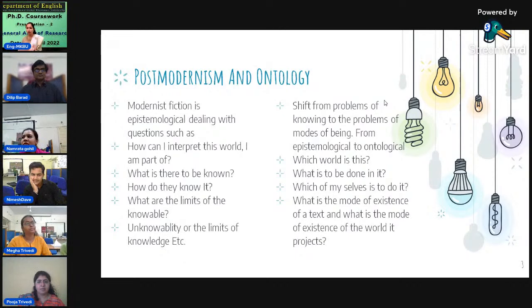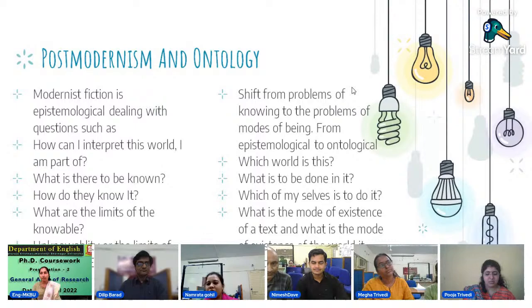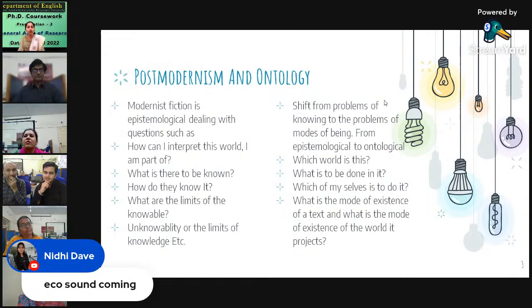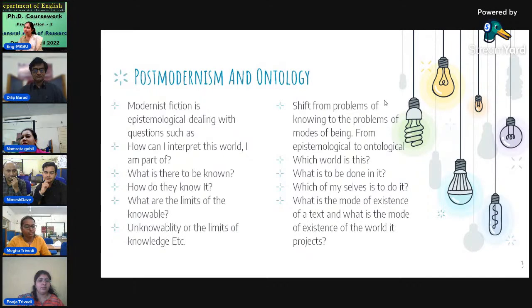So if you have observed, you will find that there were multiple detective fictions written in the modern age. For example, Arthur Conan Doyle's Sherlock Holmes series, and there were multiple novels as well as short stories written on that. Even Agatha Christie has written detective novels on the famous detective. You will find that all these texts and many more are dealing with epistemology. Epistemology means philosophy of knowledge.